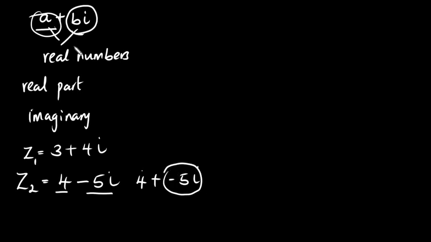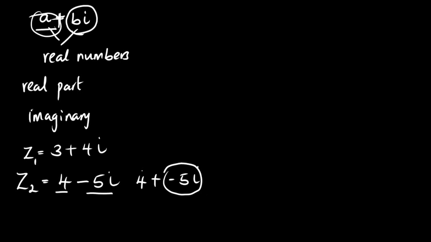So this plus sign that is in between these two parts is just to join these two parts. Okay, you cannot add a to bi, so it's just used to join the two parts.